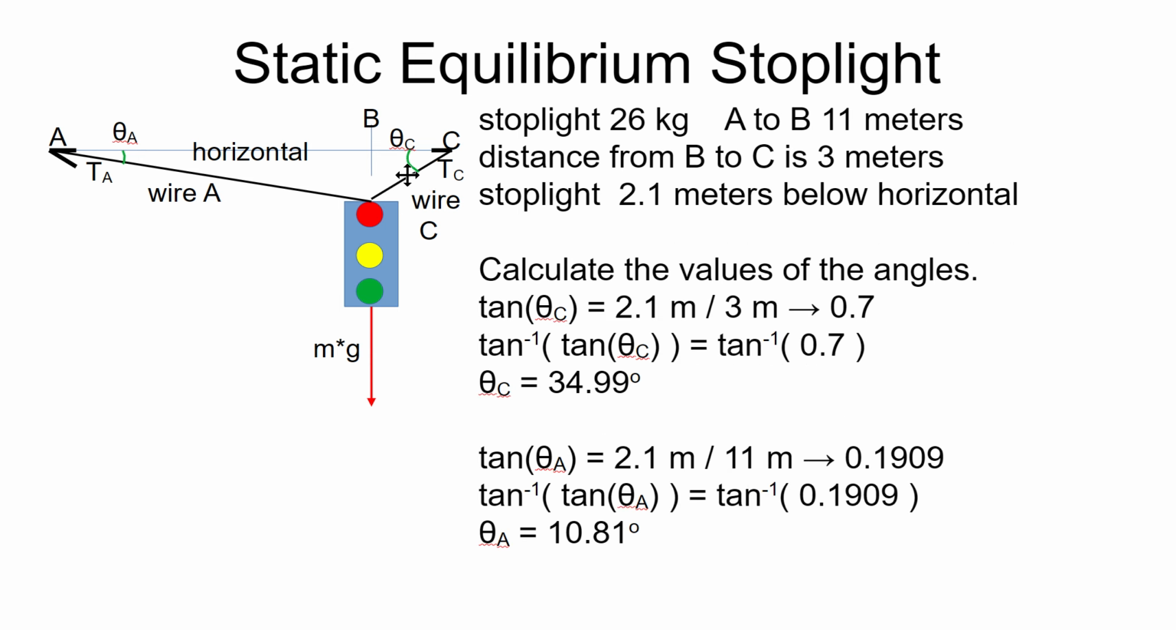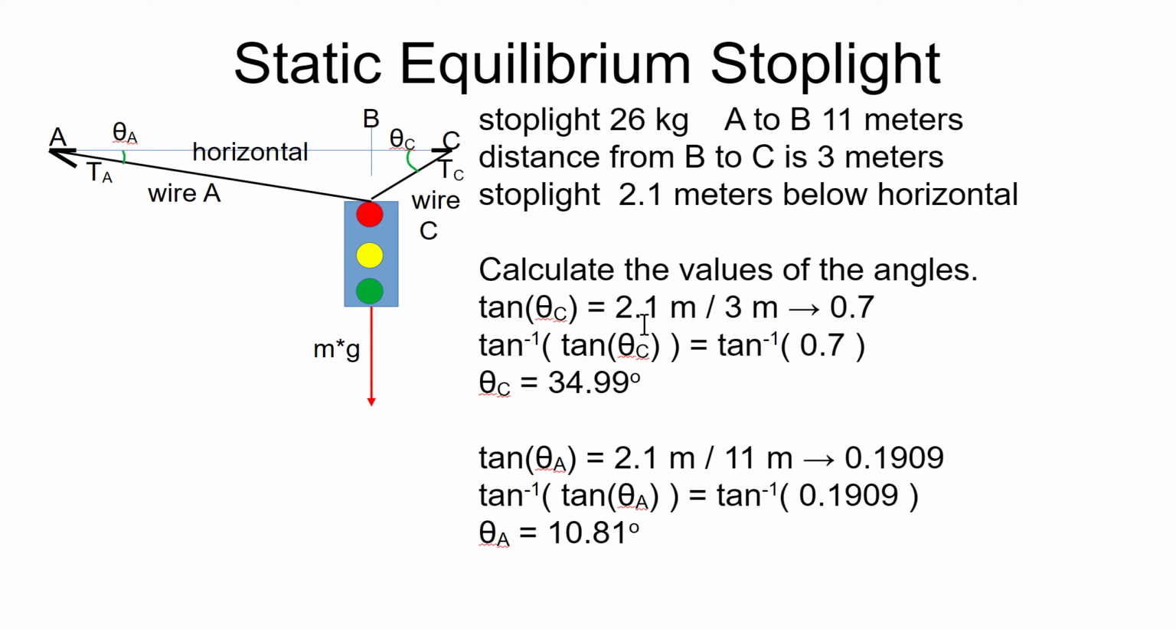Well, we're going to need the values of the angles, so let's do an intermediate calculation here. Let's find these angles. You have to kind of fill in, there's a right triangle that can be formed here with this vertical line. The tangent is equal to the length of the opposite side divided by the length of the adjacent side. Well, put your eye up here at corner C. Your opposite side is this 2.1 meters going down, and your adjacent side is the 3 meters, the distance from B to C. So we have tangent theta C is equal to 0.7 if you do this division.